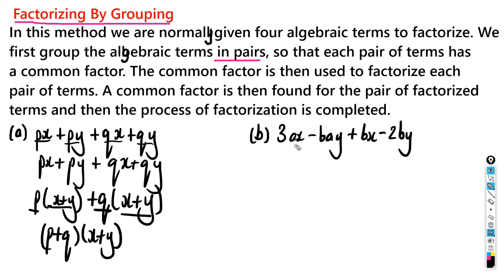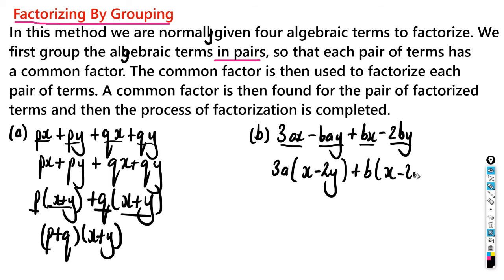So let's do the second one here. The second one is showing us 3ax minus 6ay plus bx minus 2by, right? So we can see that they're already grouped. All we really need to do is factor out a 3a out of the first pair, and we're going to get x minus 2y. And for this one here, we pretty much need to do the same thing. We need to factor out a positive b, and we're going to get x minus 2y.